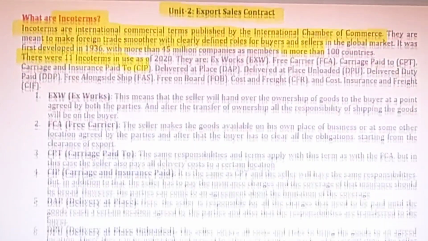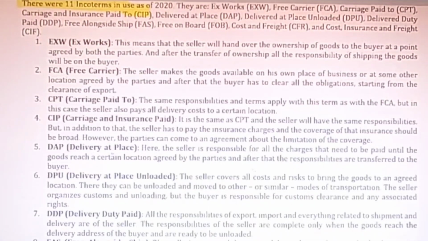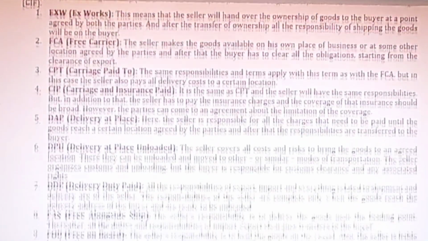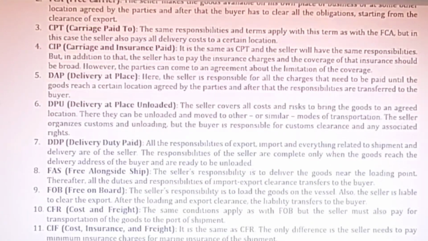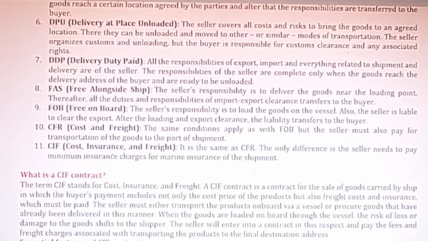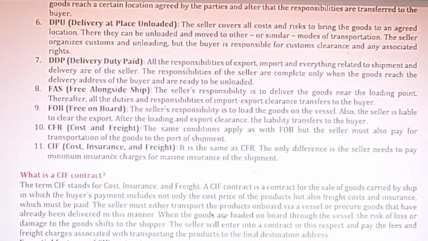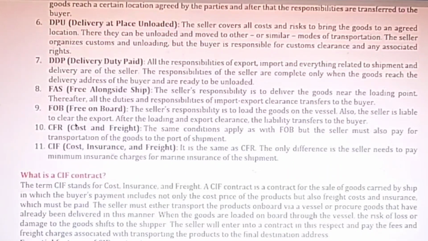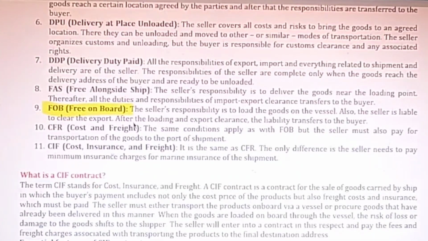So all these 11 I have written here, like Ex Works, Free Carrier, Carriage Paid To (CPT), CIP, DAP, then DPU, DDP, FAS, FOB, CFR and CIF. And among these, you have to read more about FOB, that is Free On Board, and CIF, that is Cost, Insurance and Freight.